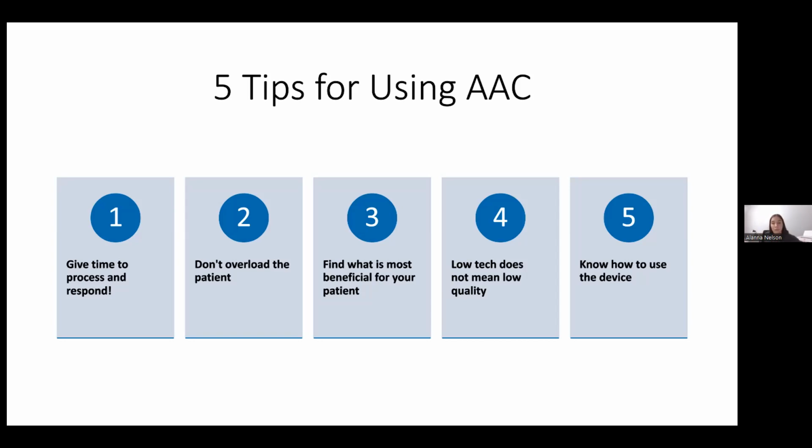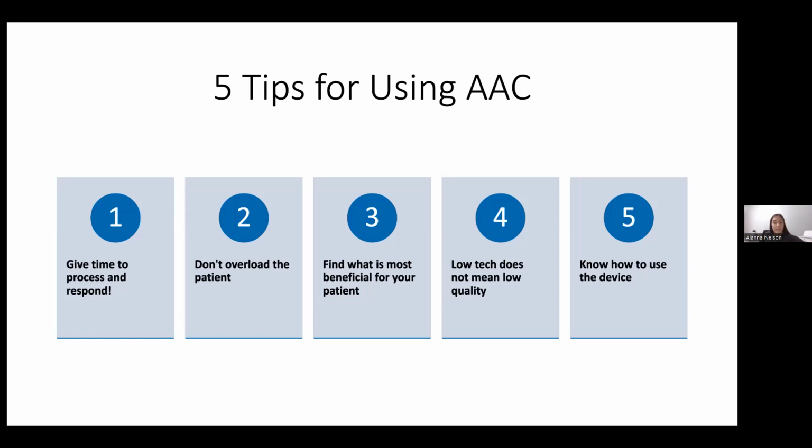It's easy to take with you. You can customize it for your client or patient, and it's less complex to navigate and explain. Which brings me to my last tip, which is you also need to know how to use the device. When making the decision to use AAC with your patients, it's important to have an understanding of how to use and navigate the device so you can teach your patient how to use it as well.